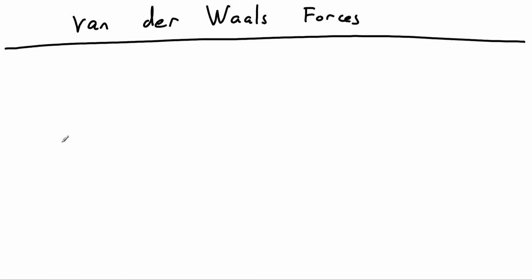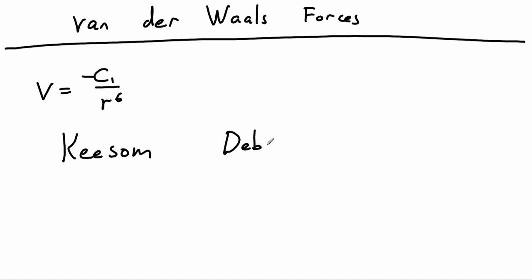Notice that we've studied three different intermolecular forces. So we started off with Keesom, angle average dipole-dipole, and we saw that the potential was equal to a cluster of constants divided by r to the 6. The Debye interaction, which was dipole-induced dipole, we saw was equal to a cluster of constants divided by r to the 6th.